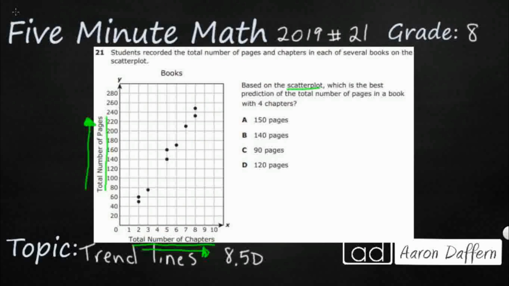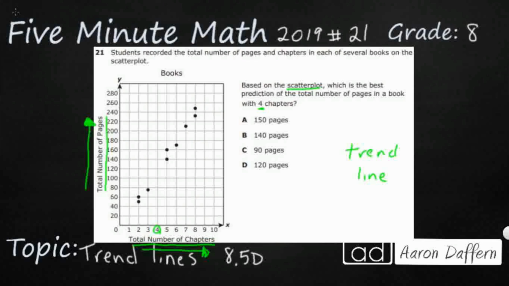And so it is a scatter plot. So it's not 100% linear, but we can see a trend. And so that's really what we're going to do here, we're going to draw a trend line. And we need to find a prediction for how many pages there would be with 4 chapters. So take a look. There's a gap in this data. It goes from 3 to 5. And so this trend line is going to help us make a prediction.